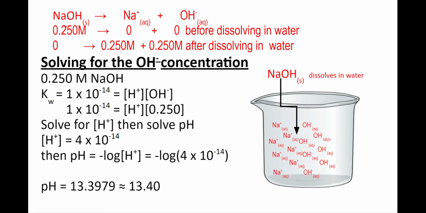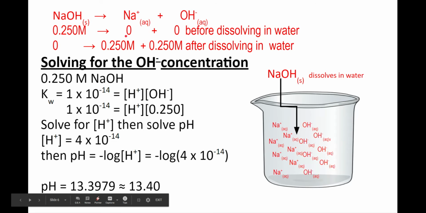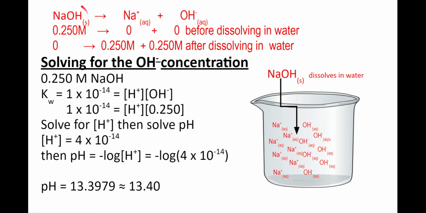So here's a basic solution, and we're going to solve for pH for this basic solution of sodium hydroxide. Sodium hydroxide is a solid. We dissolve it into water, and it separates into ions of sodium and hydroxide. We get 1 sodium ion and 1 hydroxide ion for every mole of sodium hydroxide. So a 0.25 molar solution of sodium hydroxide. Initially, there's no sodium and no hydroxide, but after we dissolve it, we have a 0.25 molar solution of sodium and a 0.25 molar solution of hydroxide ions.